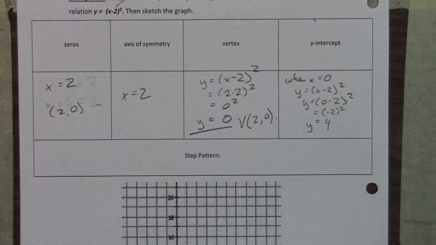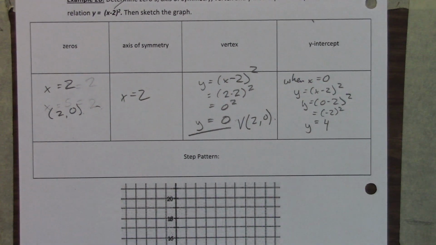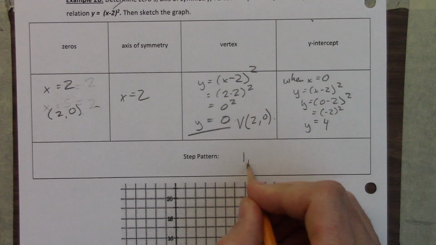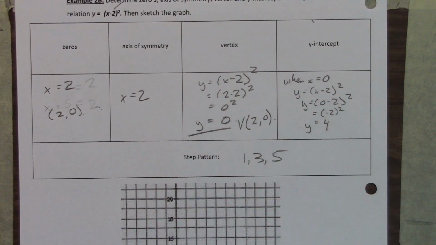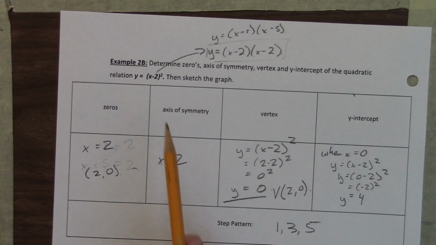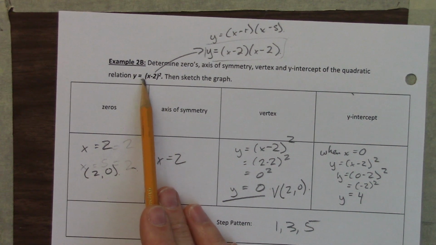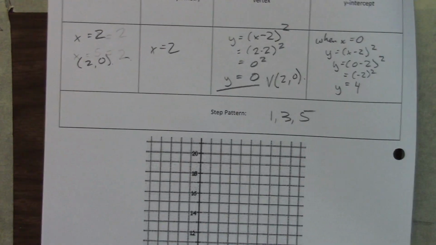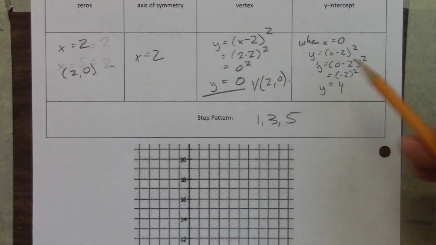All right. Last thing, step pattern. Josiah, what's the step pattern? The 1, 3, 5. Yeah. That's it, 1, 3, 5, because A is 1, right? A over here, you don't see it because it's 1. All right, so here we have all of this information.